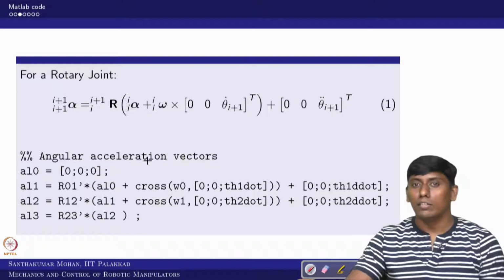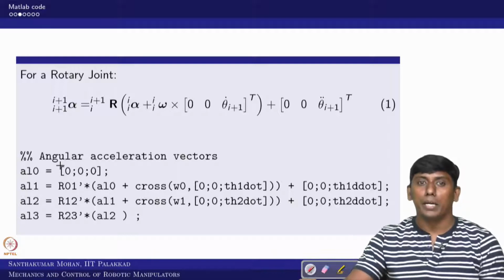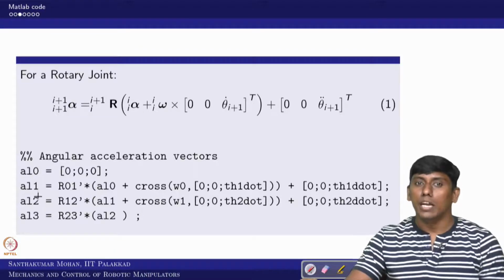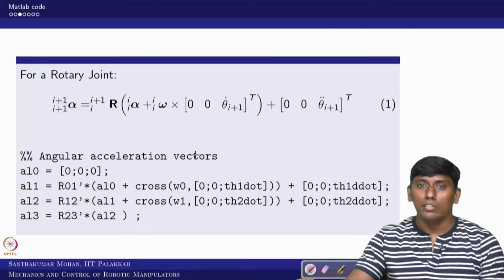Because the angular acceleration at the 0th frame we assume is fixed, it would be 0, 0, 0. Then we propagate the angular acceleration, which we call alpha. So alpha 0 we know, then alpha 1 we can obtain with the help of this relation. The same relation we have written in MATLAB syntax. Similarly alpha 2 we can get.